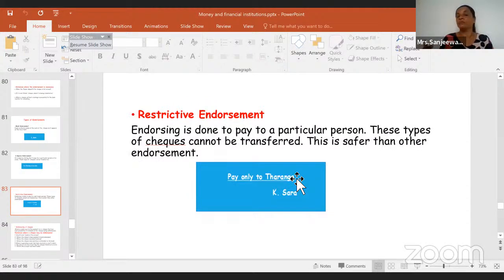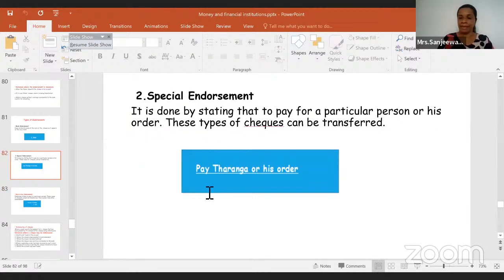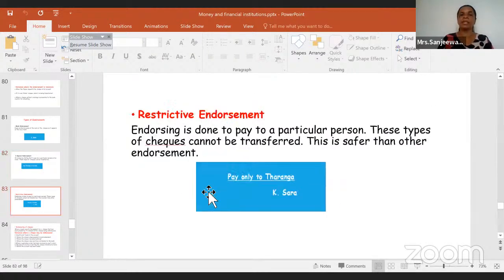Then restrictive endorsement, where they are restricting. These types of checks cannot be transferred. This is safer than other endorsements, children. Pay only to Taranga, right? Sara says only pay to Taranga. So that is restrictive endorsement. So you get blank endorsement, special endorsement, and restrictive endorsement.